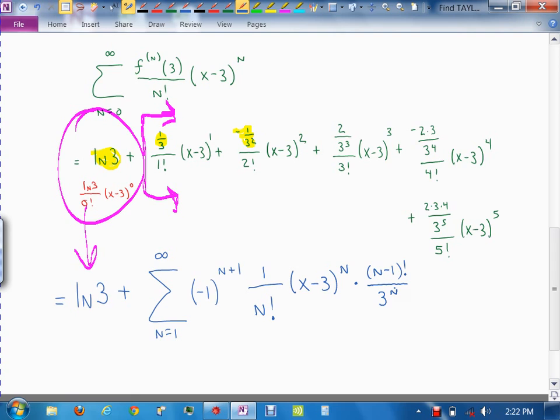Now n equals 2. What's negative 1 to the 2 plus 1? 2 plus 1 is 3. Negative 1 to the third, negative. So I'm going to get a negative 1 over 2 factorial, it's 1/2, right? X minus 3 to the second. What's 2 minus 1? 1. 1 factorial is 1 over 3 squared. So I had a 1/2, I had a 1 over 3 squared, and it was negative, and it was this squared. So negative 1 over 3 squared, 1/2 x minus 3 squared.